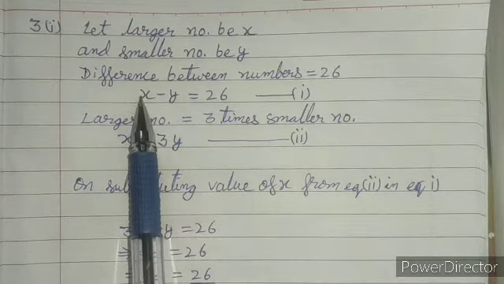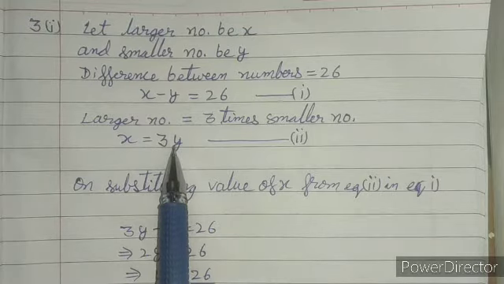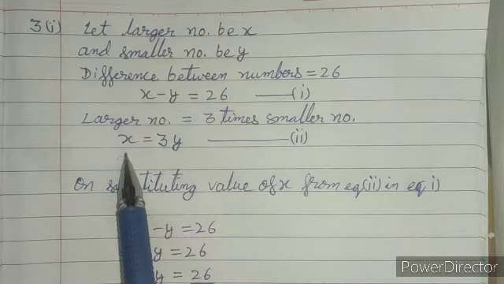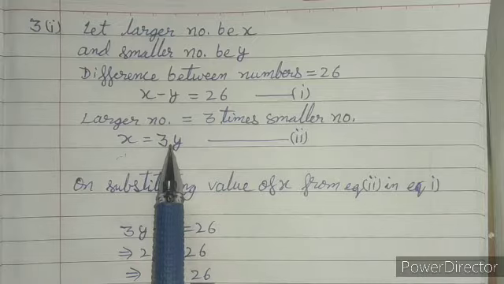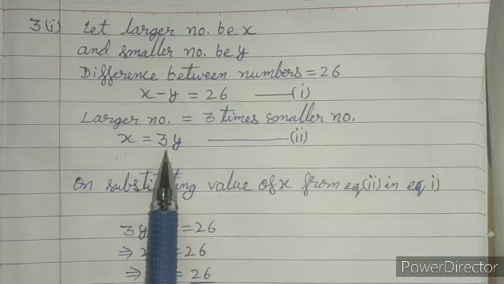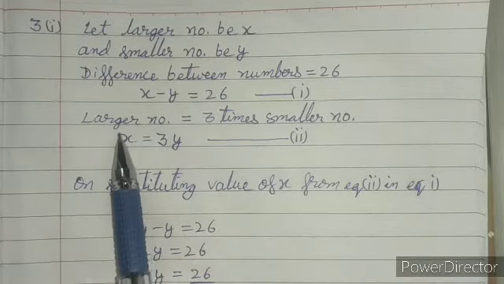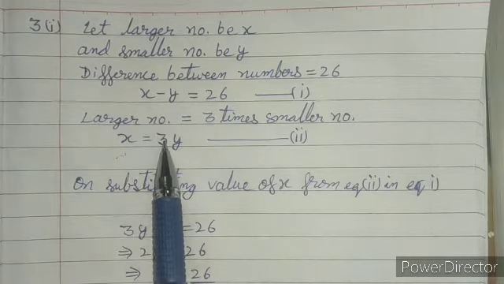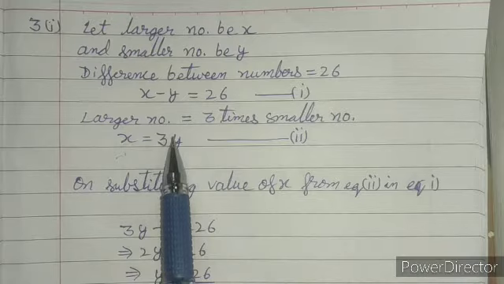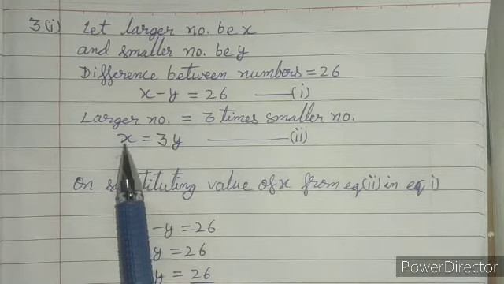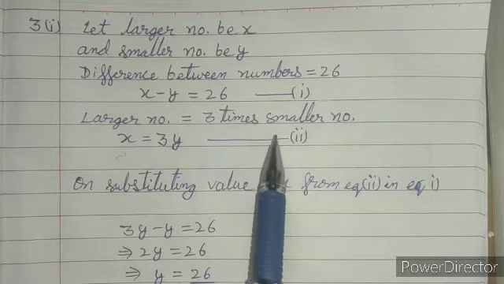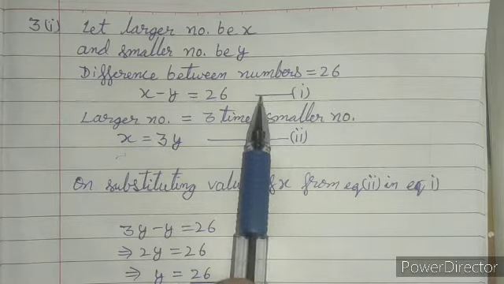That means the larger number will be 3 times the smaller number. The larger number was x and the smaller number was y, so x will be equal to 3y. Here the variable x is already expressed in terms of y, so there is no need to solve this. We will directly substitute the value of x from equation second in equation first.